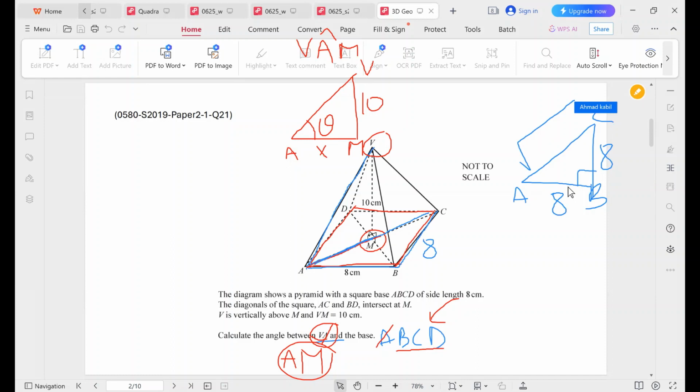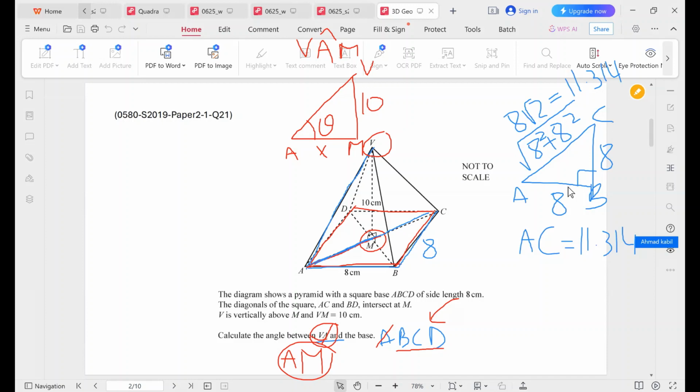So this is the Pythagorean theorem: the square root of 8 squared plus 8 squared. This gives us 8 radical 2, or you can use a decimal if you want, but use a number of decimal places: 11.314. This would work. Now this is AC, so AC is equal to 11.314. We want to find AM, so you just divide this by 2. 11.314 divided by 2 gives us 5.657.